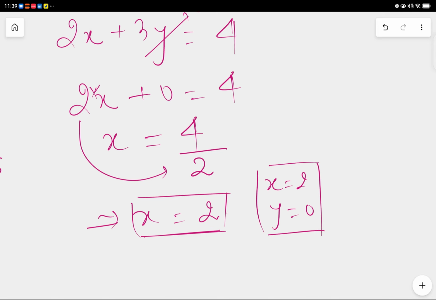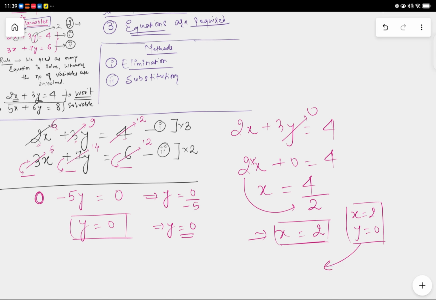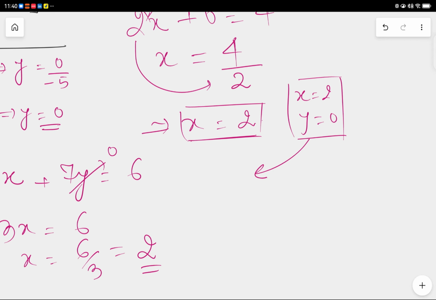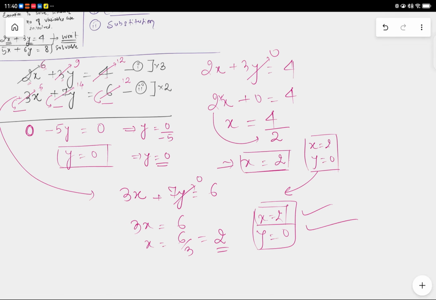Now, is this the correct answer? Not until we check it with the second equation. It must satisfy the second equation as well. My second equation is 3x plus 7y equal to 6. Putting y equal to 0, we have 3x equal to 6, so x equal to 6 by 3, which is 2. In both the equations we are getting x equal to 2, which means our answer, x equal to 2 and y equal to 0, is perfectly correct.